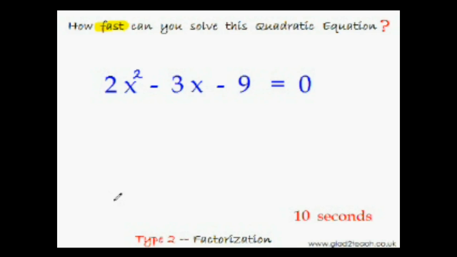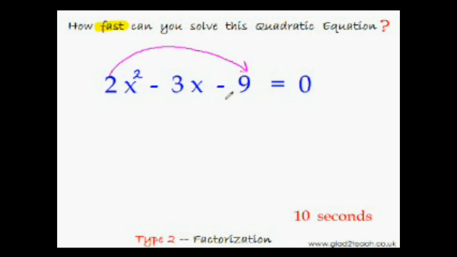Welcome to Glad to Teach. We would be learning the factorization of type 2 quadratic equations, that is, those quadratic equations which have some visible coefficient of the x squared term. So first you give it a try and then I'll tell you how it's done. You have 10 seconds. Start. Your time is over. So now let me do it.